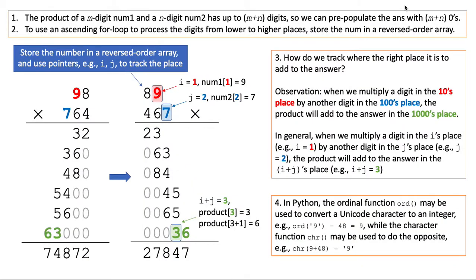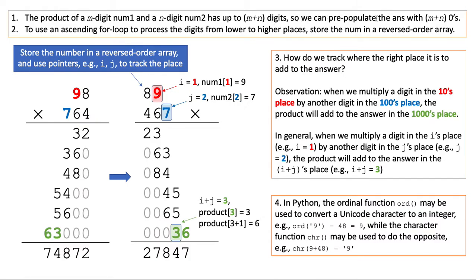Now, I would like to offer 4 tips for this question. You may pause this video to read the information in some details. Number 1. The product of an m-digit num1 and an n-digit num2 has up to m plus n digits. Think of 99 times 99. Both have 2 digits, so the answer has up to 2 plus 2, 4 digits.